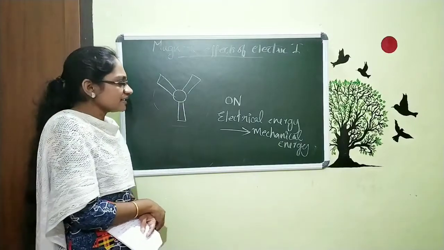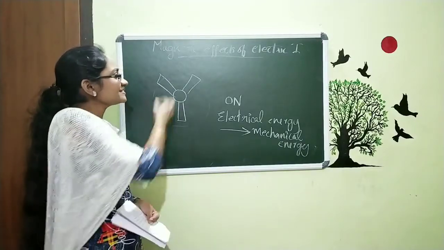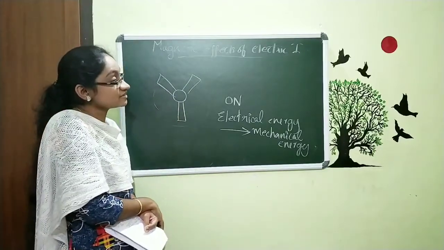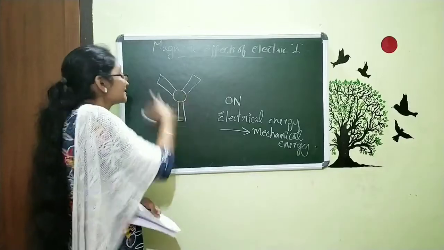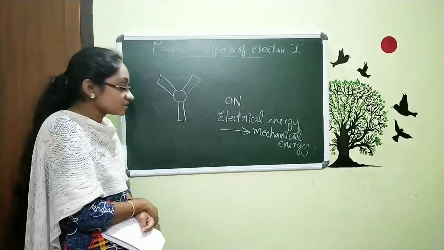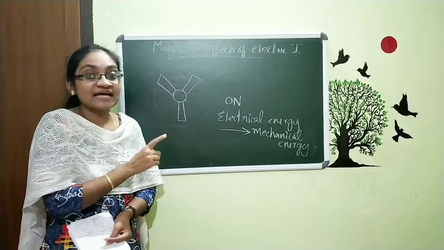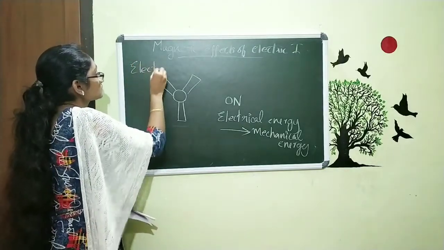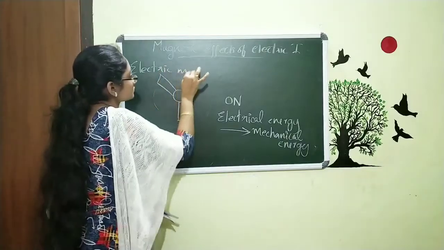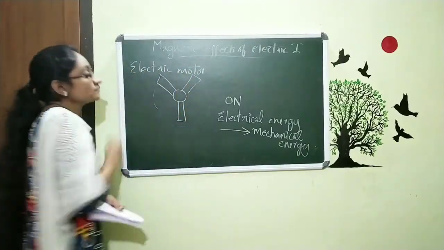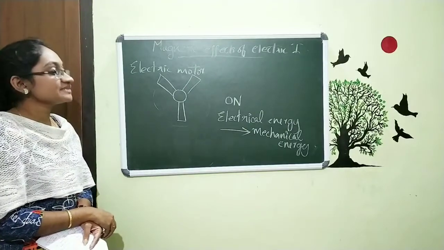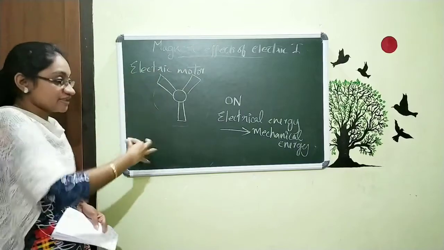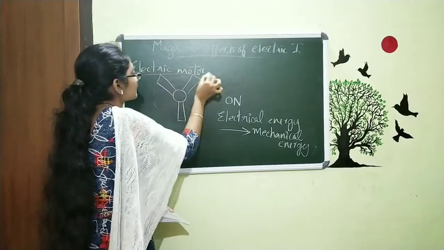We know that. Now the question is, how are these leaves getting rotated? What is the function inside, or who is rotating these leaves? Actually, inside this fan, it has one motor, an electric motor. So, today we want to study how this electric motor functions. That is today's topic: the electric motor.